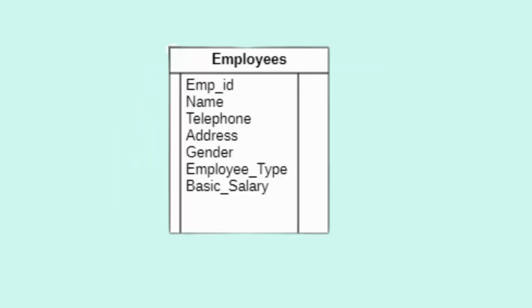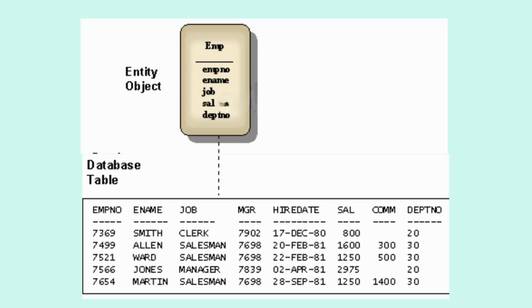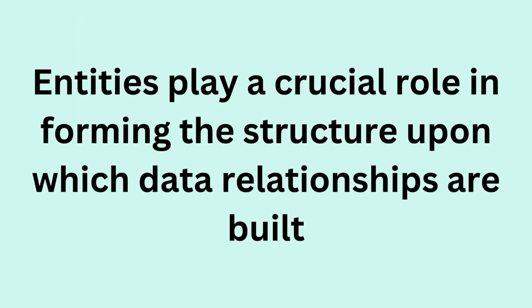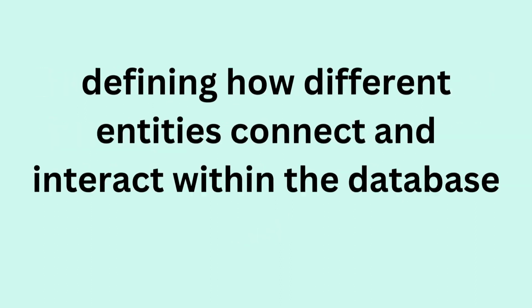In diagrams, entities are typically represented as rectangles, with their names written inside. Each entity in the diagram corresponds to a potential table in a database, and the attributes can translate into fields within these tables. Entities play a crucial role in forming the structure upon which data relationships are built, defining how different entities connect and interact within the database schema.